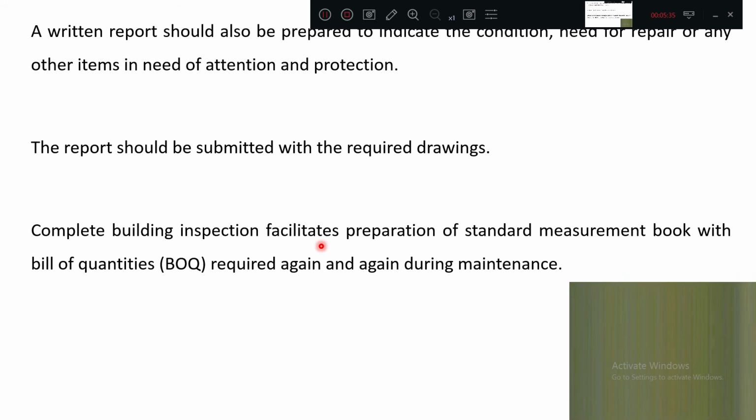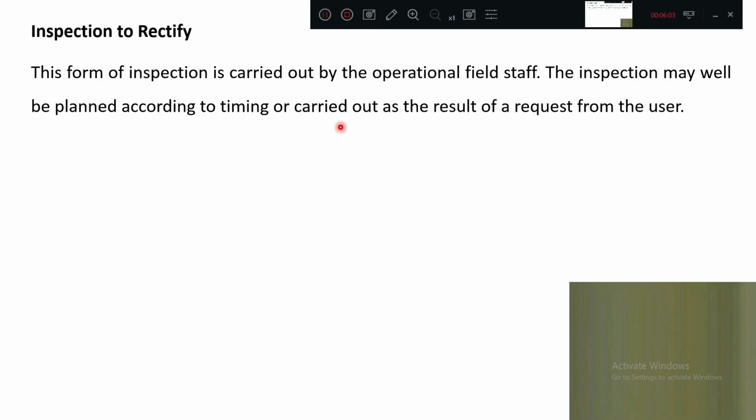Complete building survey facilitates the preparation of the standard measurement book with the BOQ, as required again and again during maintenance. So one data, the BOQ, is generated here. If you are doing a complete survey, obviously you will know all the points and all the fixtures, so a complete BOQ can be prepared. Complete survey over. Now next, inspection to rectify, the second type of survey.